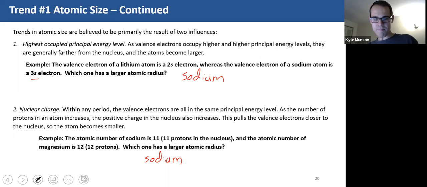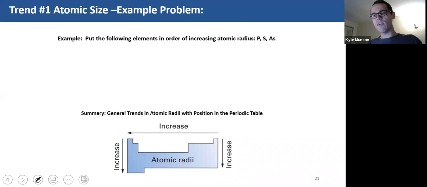Okay, so let's do another example. Put the following elements in the order of increasing atomic radius. So we have phosphorus, sulfur, and arsenic. And so one of the things you could actually do is, well, first we need to locate them on the periodic table. So sulfur is element number 16, phosphorus is element number 15, arsenic is element number 33. And one thing you might like to do is actually just kind of draw out where they are in relation to each other. And I should just note before I do that, that here is a summary of the trend, okay, that it increases going this way and down.